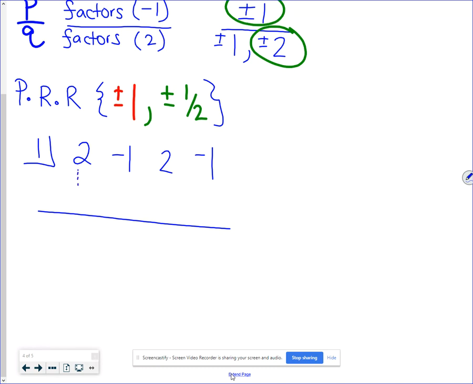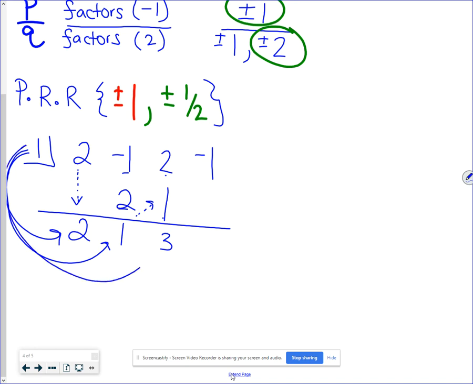So I'll drop the 2 down under the line. I write 2 down there. Then I take 1 times 2. 1 times 2 is 2. And then I'm going to take -1 plus 2, which is 1. 1 times 1 is 1. 2 plus 1 is 3. 1 times 3 is 3. -1 plus 3 is 2. The remainder is not 0. So that means 1 is not a root of it.